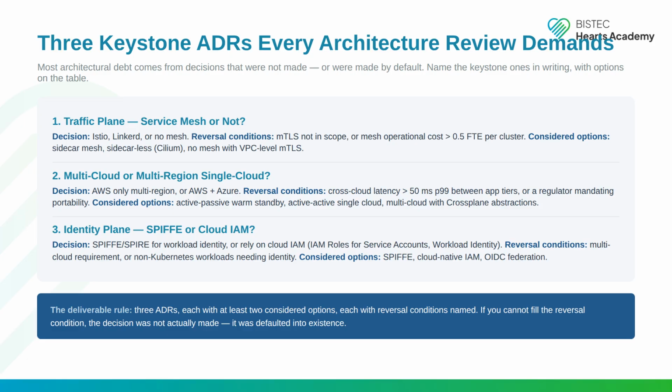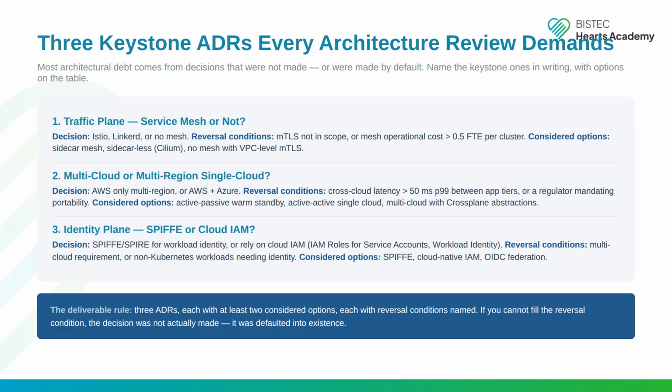The cheapest correct option for most teams is active-passive warm standby. If you find yourself reaching for active-active multi-master, ask why. Usually the answer is, we did not want to do the capacity planning for active-passive. That is a planning problem, not an architecture problem.